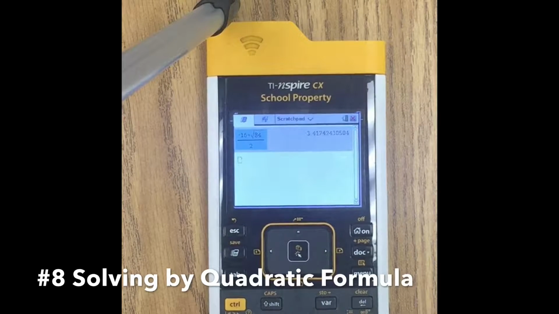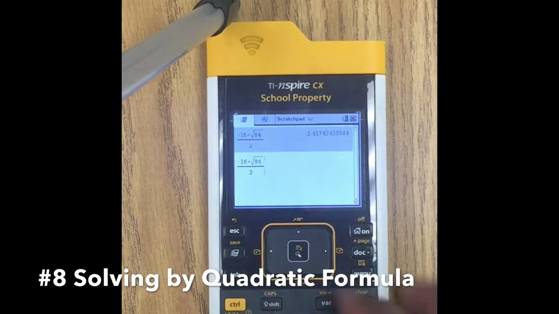Now what we want to do is the same thing, but I want to subtract square root of 84. So what I do is I go up to the expression there, and click on it, and then it'll copy it. Click over, and now I've got minus, and do the same thing.